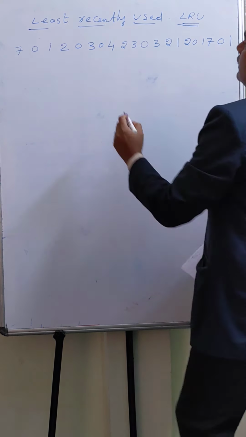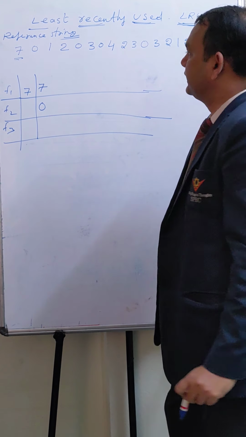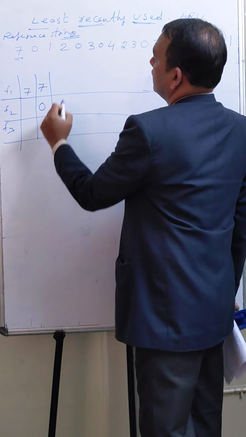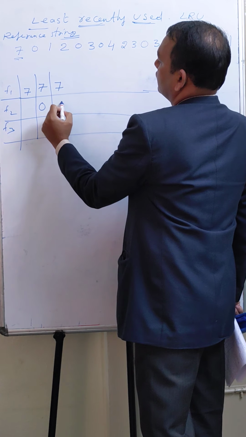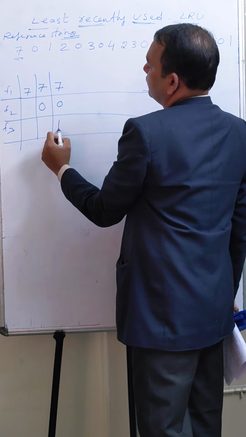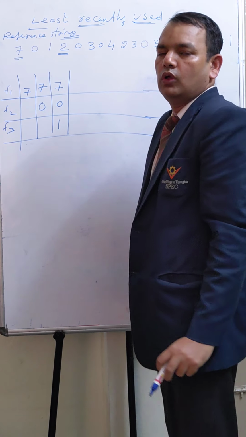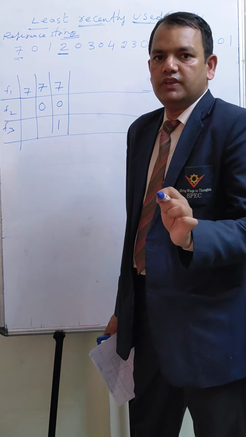Second, the CPU wants page 0. Page 0 is not available in the main memory. Immediately it is loaded into F2. Next page 1, so that is 7, 0, and the third page is allocated into F3. Now you see the new page the CPU wants is 2. 2 should replace one of these pages.